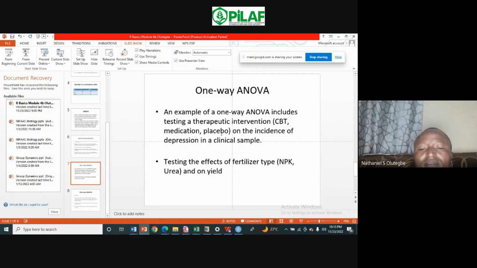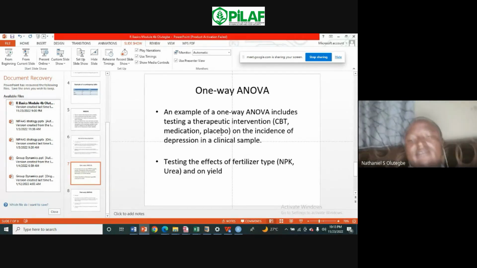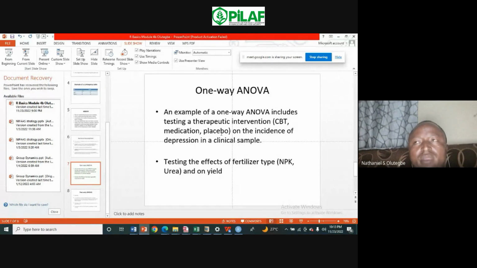Then the second one is possibly looking at testing NPK and urea to see the effect on yield. Essentially, what you want to do as a researcher here is to see the average yield of NPK compared to the average yield of urea. Let me say something here: for the second example, I think a test other than ANOVA is more suitable, one we are not mentioning today, and that's the t-test. We call it the independent sample t-test. It's more appropriate for two groups.